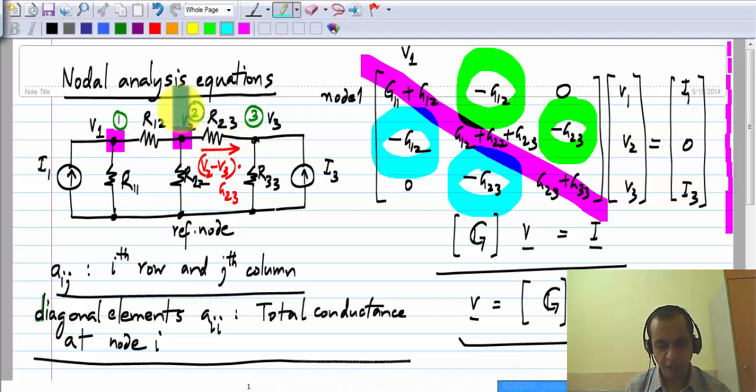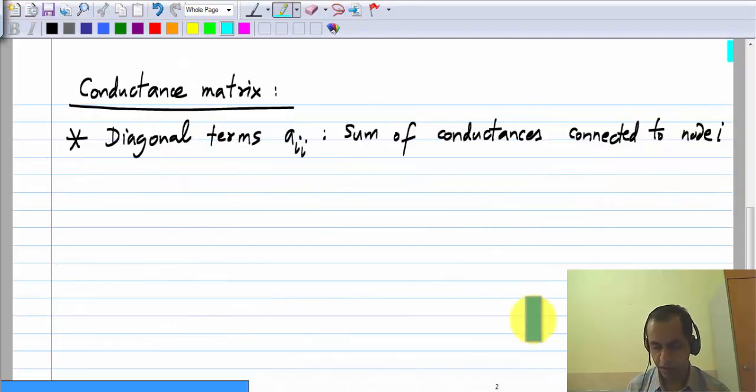All of them will have V2 in them. The current through G12 is V2 minus V1 times G12. Current through G22 is V2 minus 0 times G22, and current through G23 is V2 minus V3 times G23. So all of them will have V2. So the sum of all conductances connected to a node will appear in the diagonal.